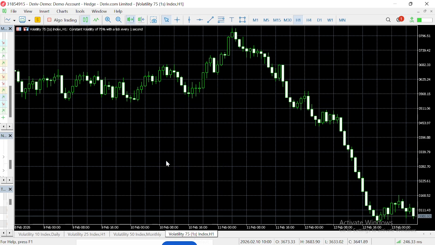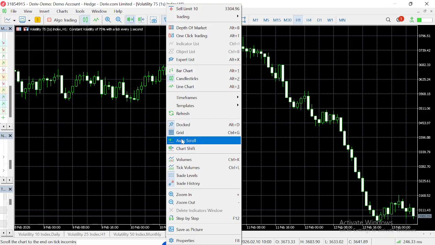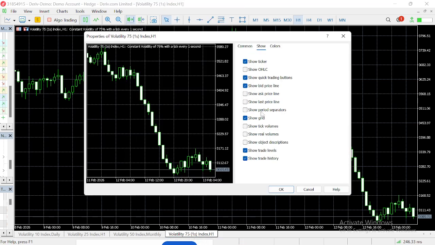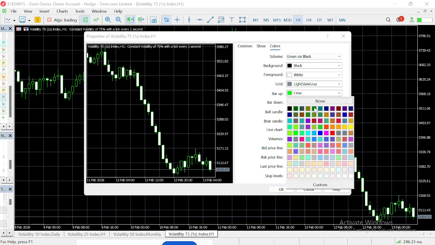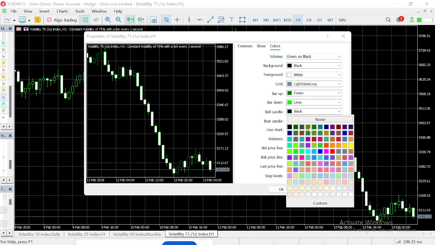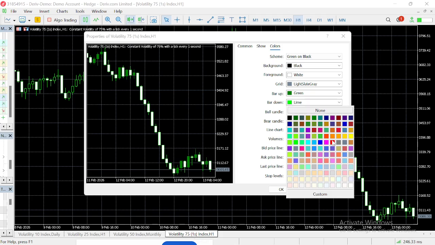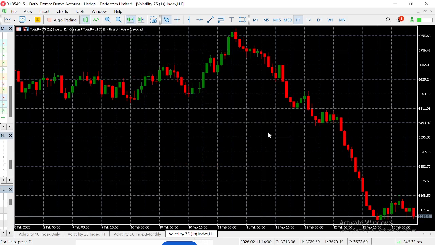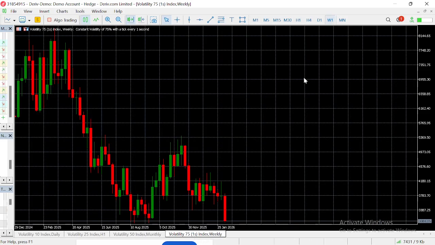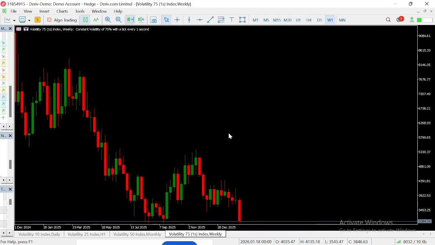Okay, remove the volume. Properties. I want to change the color: bull bar up to green, bull down green, bar down red, bear down red. Okay, so I think I have my chart ready now. Sometimes I still prefer to eliminate all these lines so that my chart is very clean. So I would simply click on grid.